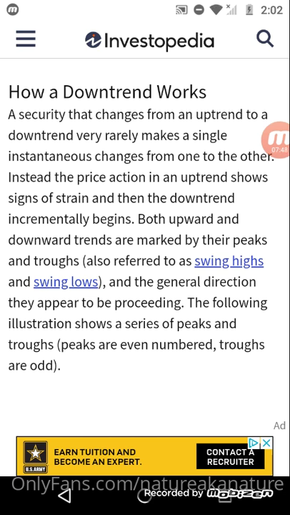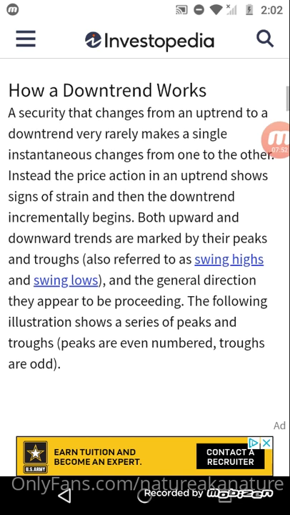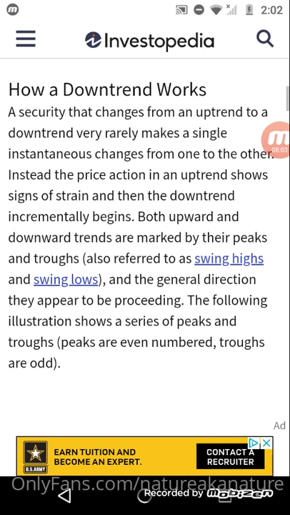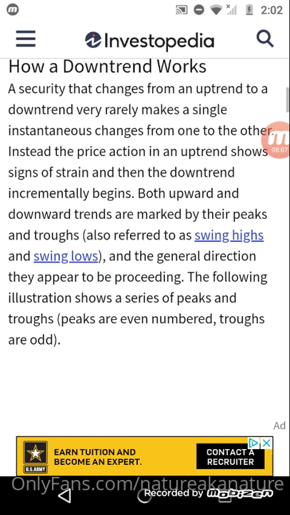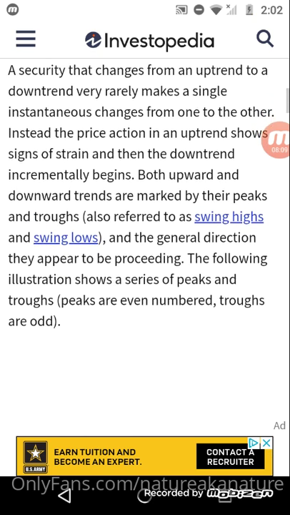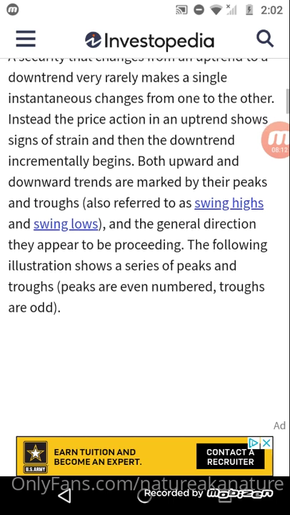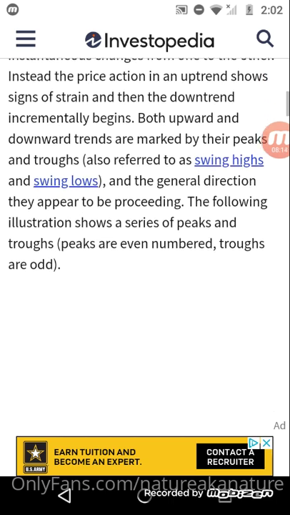Both uptrends and downtrends are marked by their peaks and troughs. They're marked by their swing highs and swing lows, resistance and support, and generally the direction they appear to be proceeding. The following illustration shows a series of peaks and troughs. Peaks are even numbers and troughs are odd.